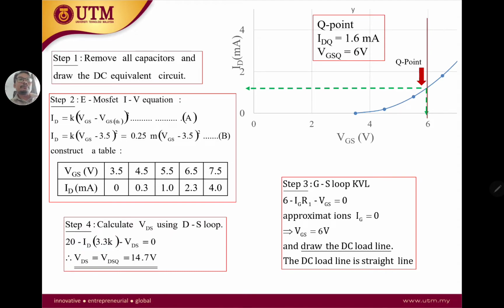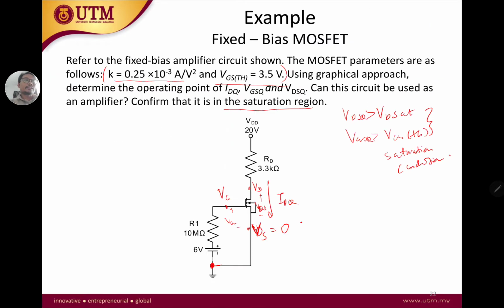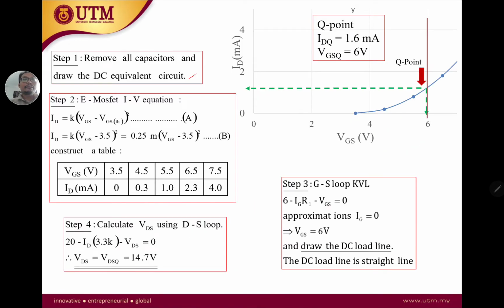The first step is to remove all capacitors and draw the DC equivalent circuit. Here it is already without any capacitors. These are the DC equivalent circuits. The next step, step number 2, is to use this equation we've seen already: 0.25 milli times (VGS minus 3.5) squared. Remember, this 3.5 is your VGS,TH, and this 0.25 milli is your K.